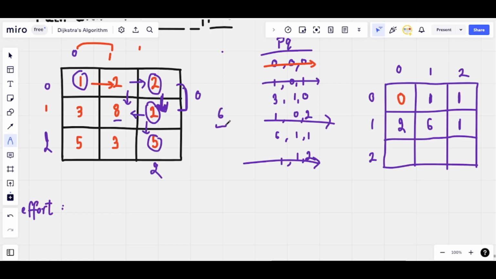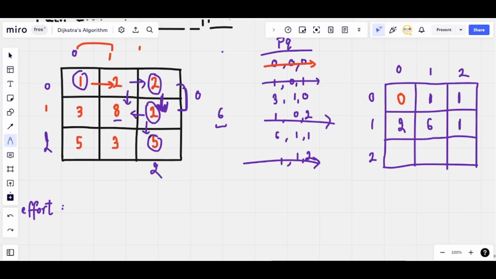Now check if 6 is better than the answer that we already have. We can see that we already have 6 here, so we're not going to update it. That's why we don't have to update the answer for cell 1 1. So check for cell 2 2.